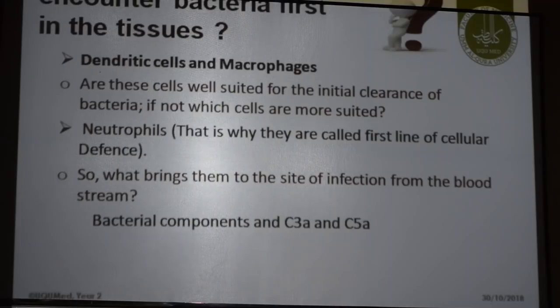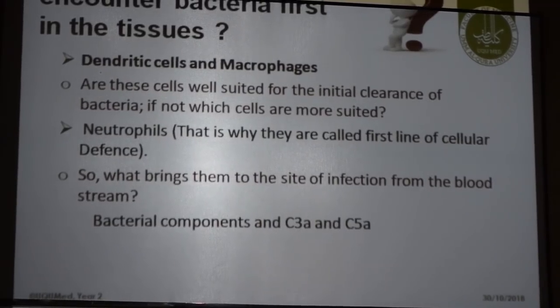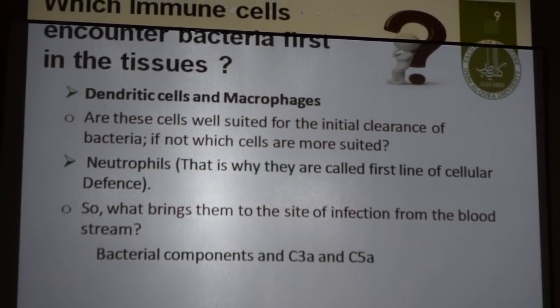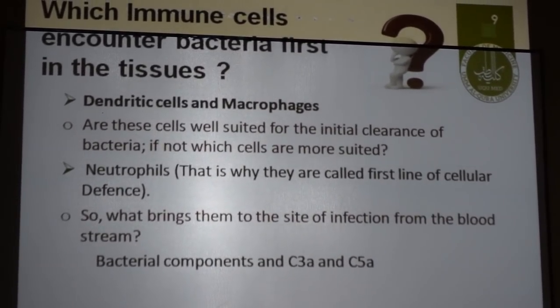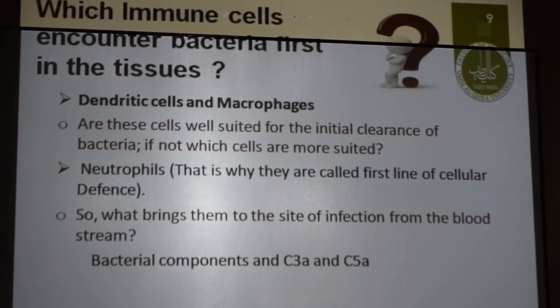Macrophages, when they engulf, yes, they have the killing machinery, but do they start killing immediately? They have to wait for the immune signal that will come from the effector T cell. Very good. So now in this scenario, these macrophages will recruit neutrophils to the site of infection. Neutrophils, when they come, are the first line of cellular immune response, so they can start killing immediately. And who will bring them? The bacterial components and the active complement components like C3a and C5a.